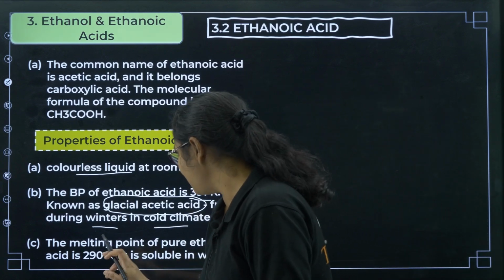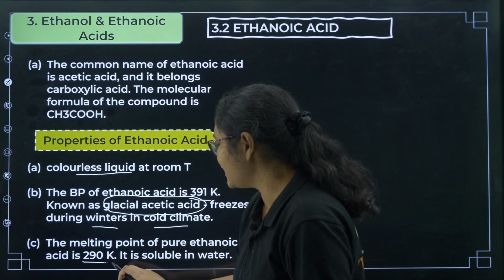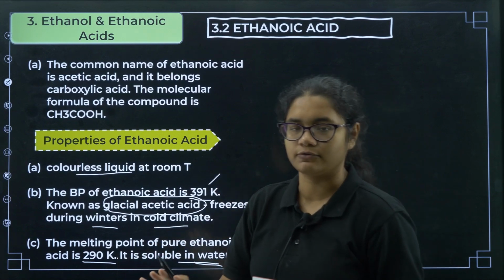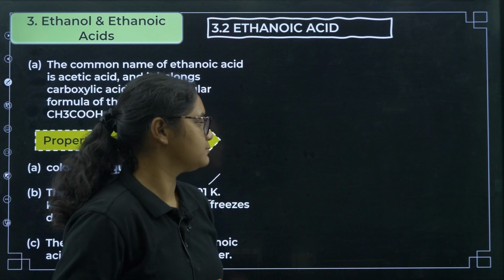Next, the melting point of pure ethanoic acid is 290 Kelvin, and it is also soluble in water. You do not have to remember these melting point temperatures. No need to remember these terms.